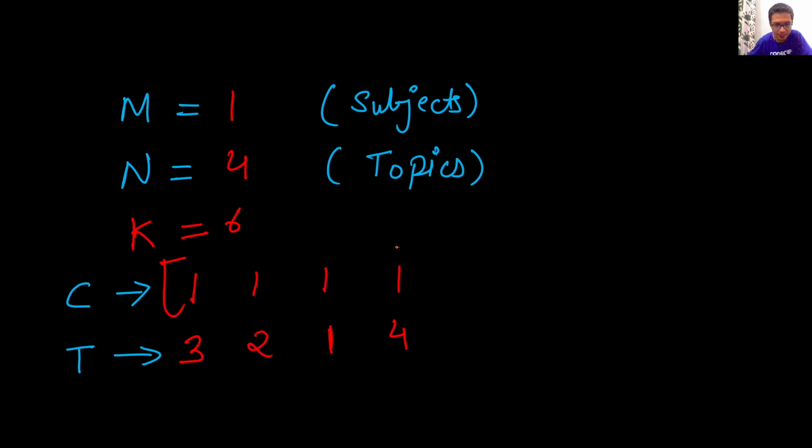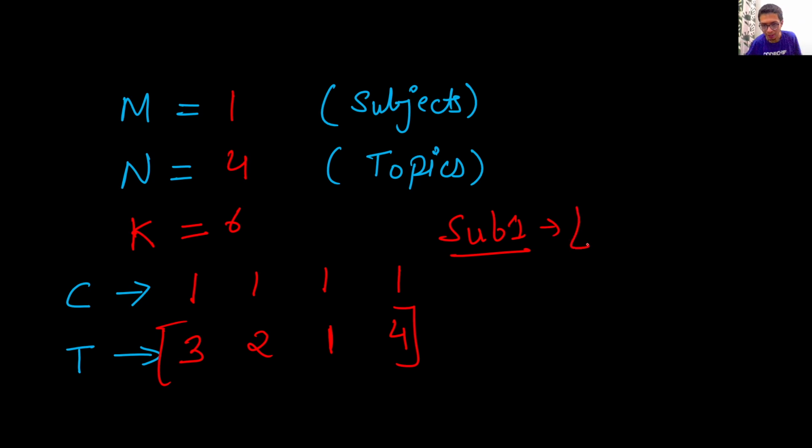Here we can see that the C array consists of only one subject, which is 1, right? So all these 4 topics belong to the exact same subject, which is subject number 1. This is the T array, which simply tells us the number of hours required to complete a particular topic, right? So I'll create an array named sub1. This sub1 array would simply store the time required to complete the topics that belong to this subject, right?